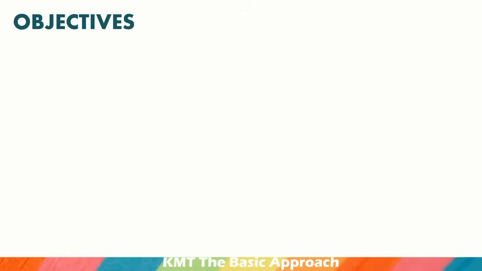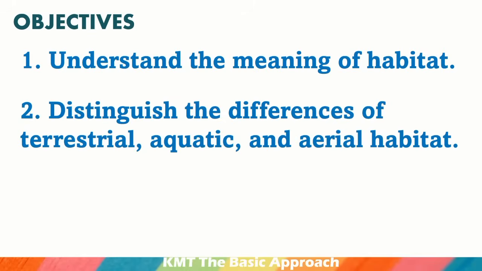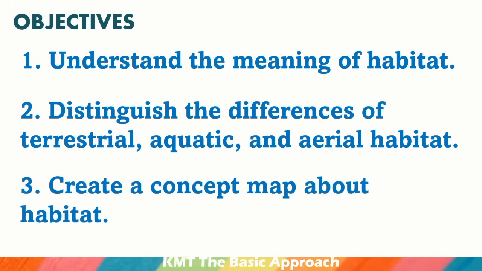Today, we will learn about plants and animals and their habitats, terrestrial, aquatic, and aerial habitat. Here are the possible objectives for today's lesson. Number 1. Understand the meaning of habitat. Number 2. Distinguish the differences of terrestrial, aquatic, and aerial habitat. And number 3. Create a concept map about habitat.